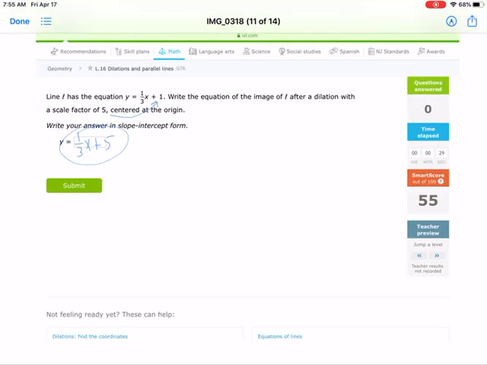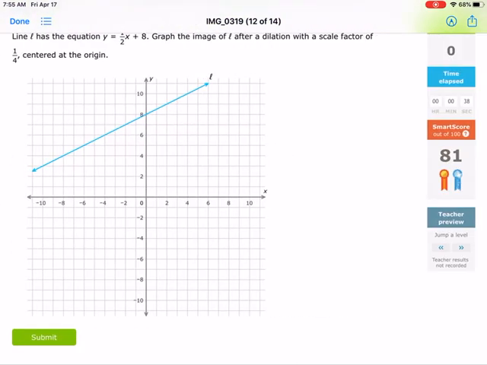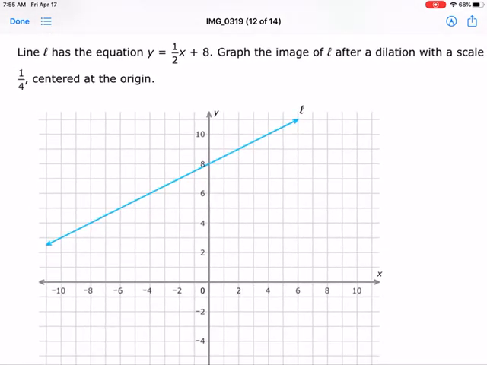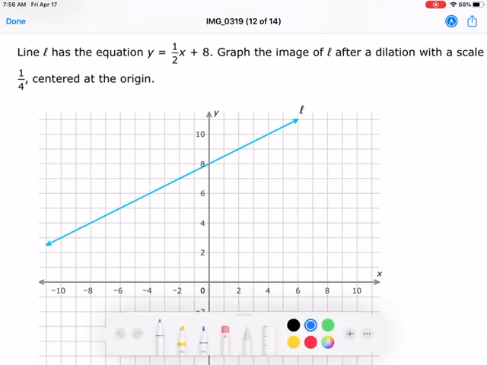Okay. Look at that. Smart score 55 already. So it's just a different representation here. Y equals 1/2 x plus 8. So the slope never changes. So you take the scale factor and multiply it by 8. So 8 times 1/4, or you could say 8 divided by 4 is 2.